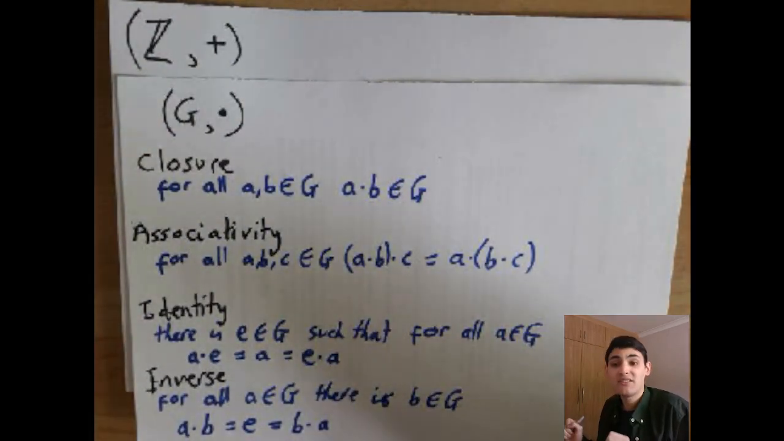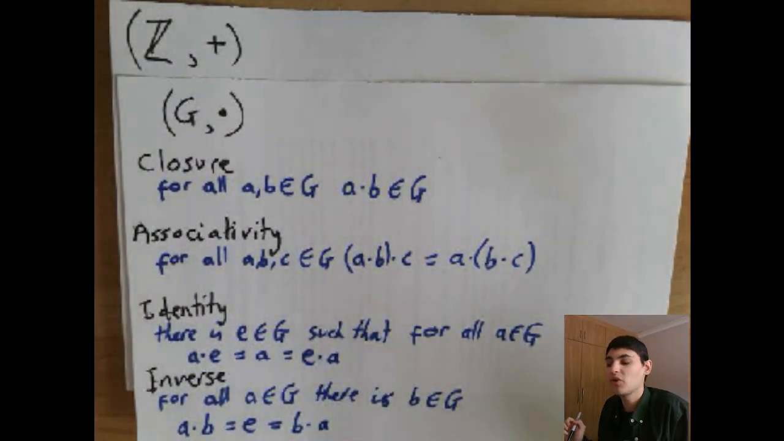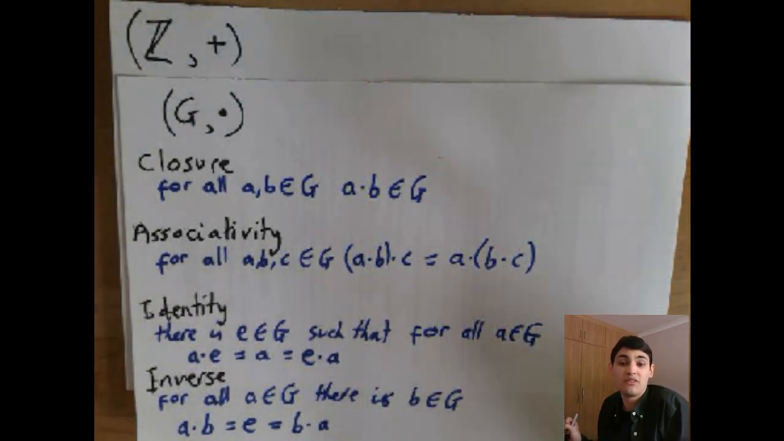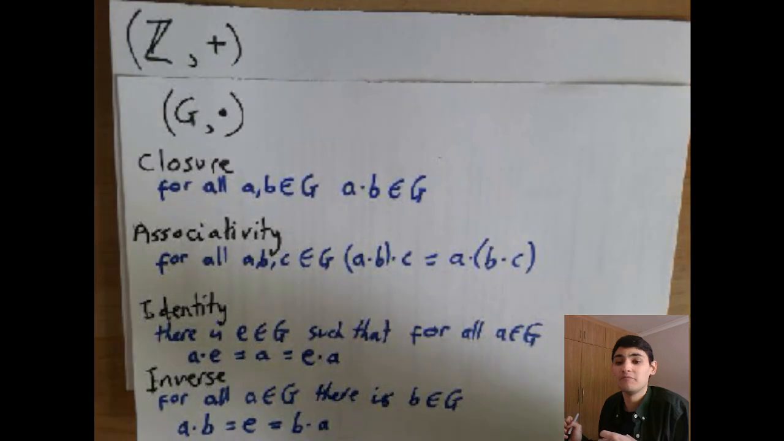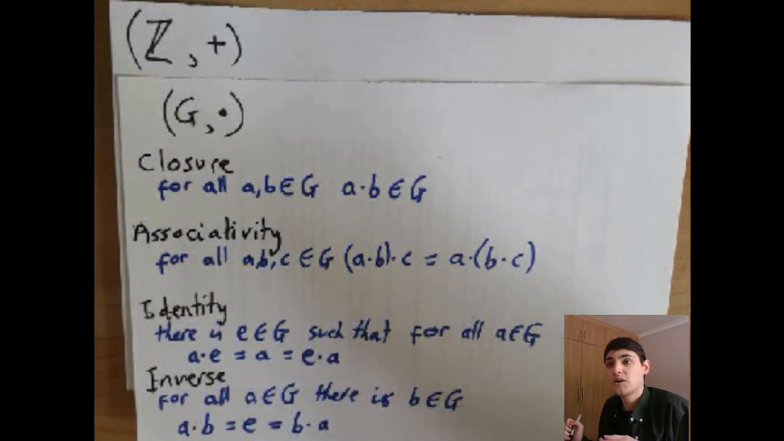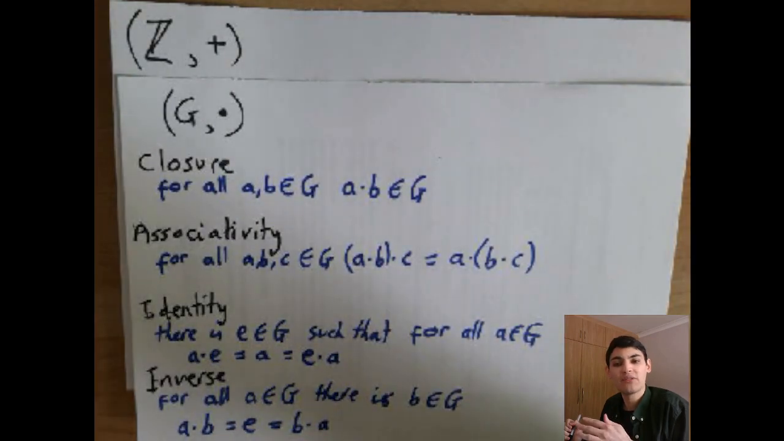Is there an identity? Is there a does-nothing element? Well, for addition, what do you add to a number to leave it as it was? Well, you add 0. So that's your identity. And then inverses, well, that's just all the negatives, right?